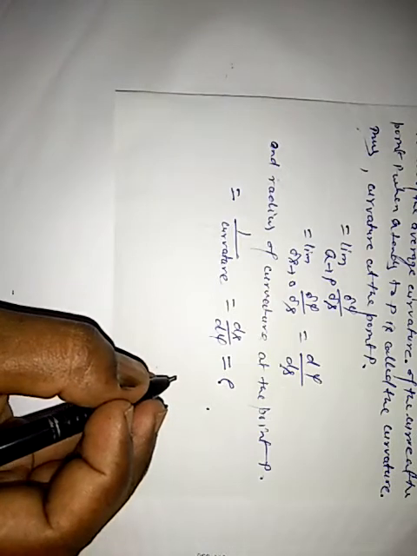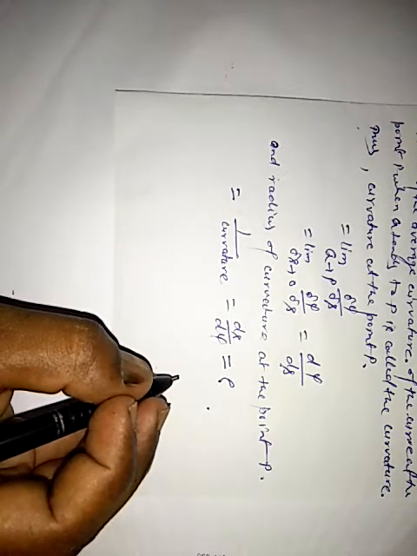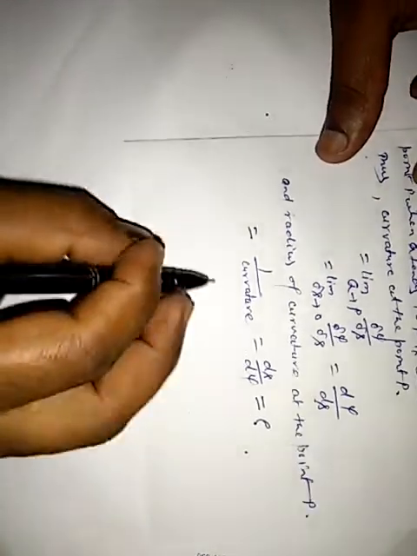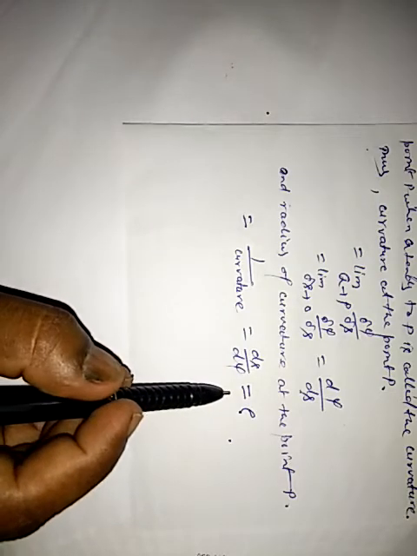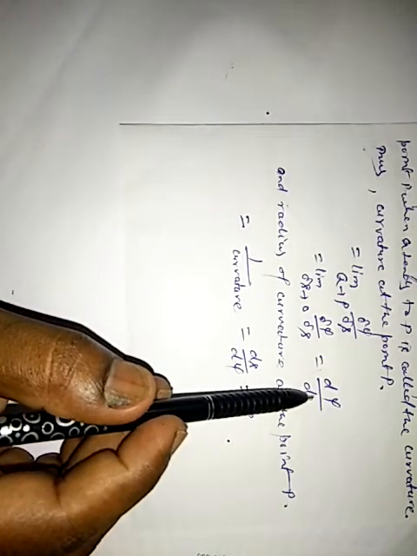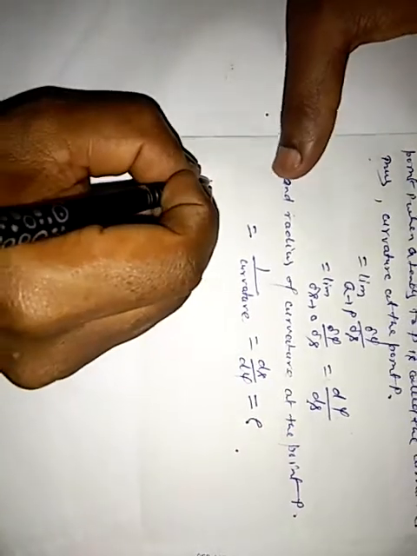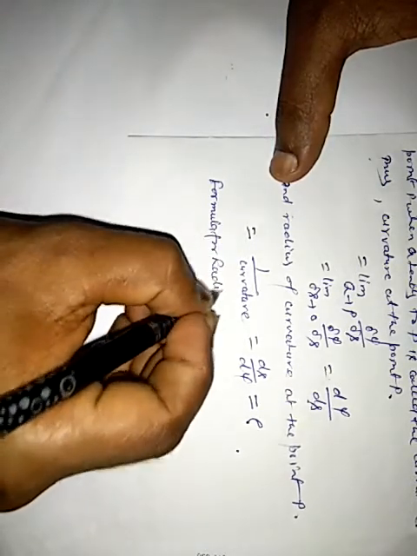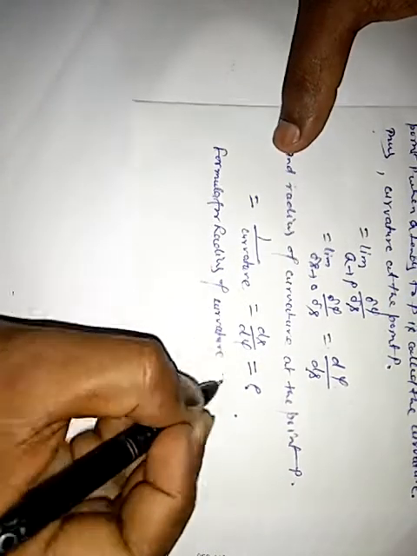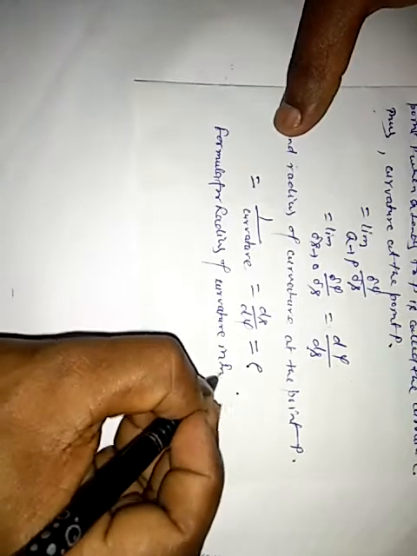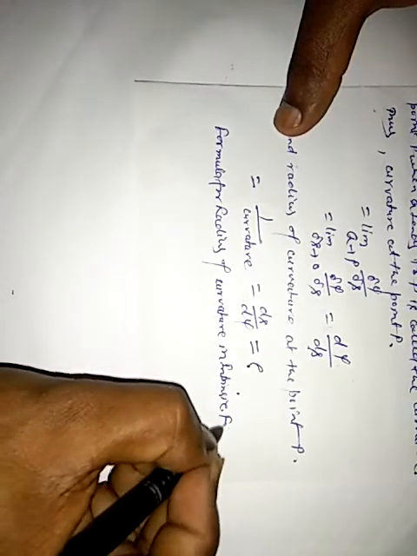Now we have discussed the formula for radius of curvature in intrinsic form. This formula, which was given by definition, is now derived as a formula. The formula for radius of curvature in intrinsic form.